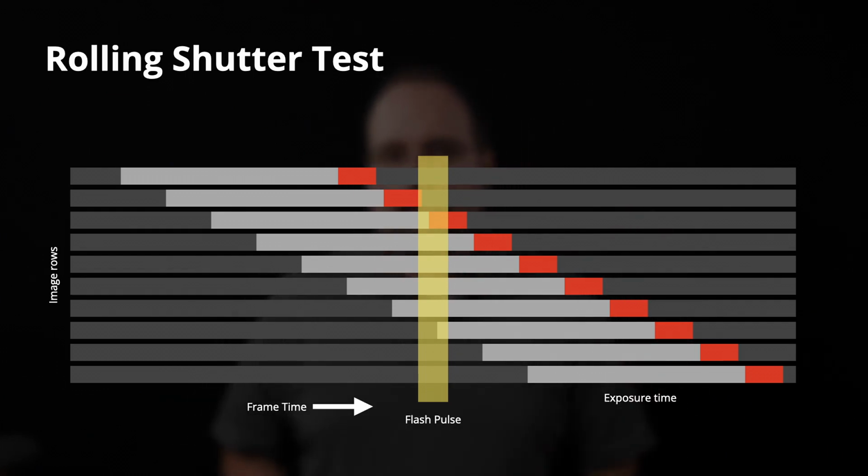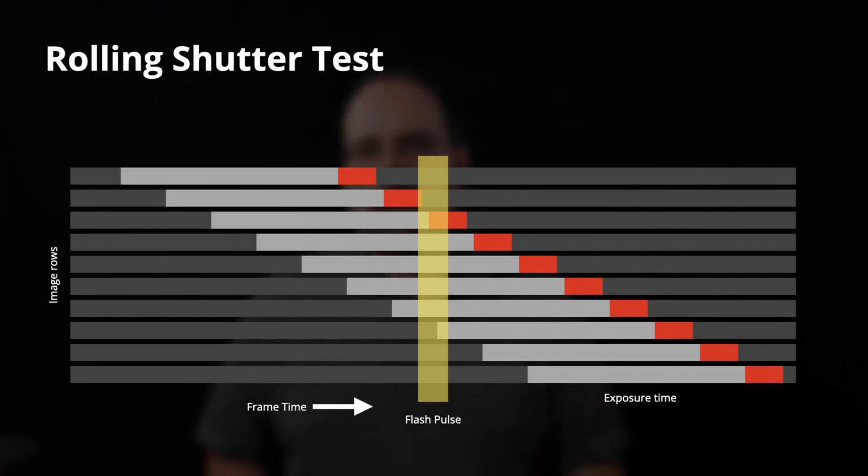In the vertical axis, we have image lines. In the horizontal axis, we have frame time. The light gray areas are when the pixels in that line are active and exposing. The red areas are when the camera is reading out the information in that line.